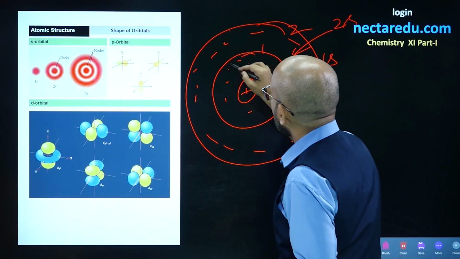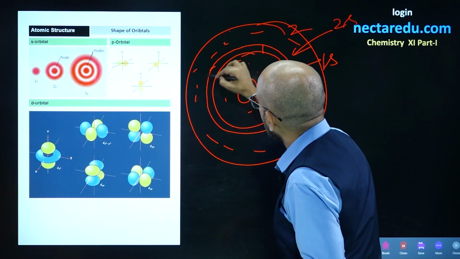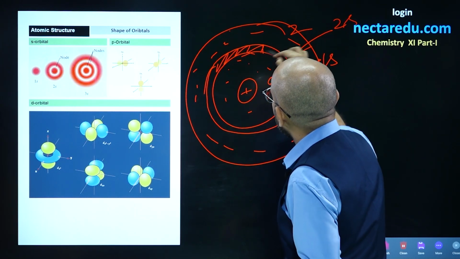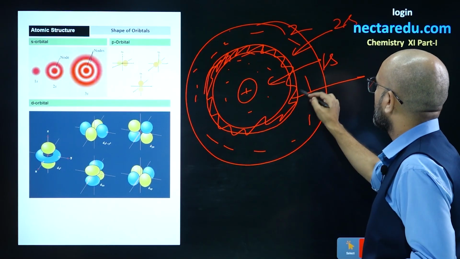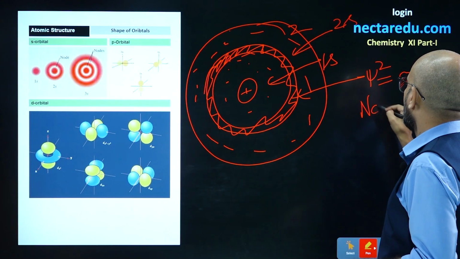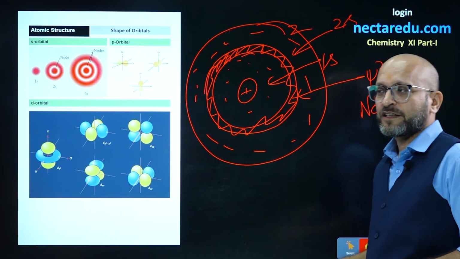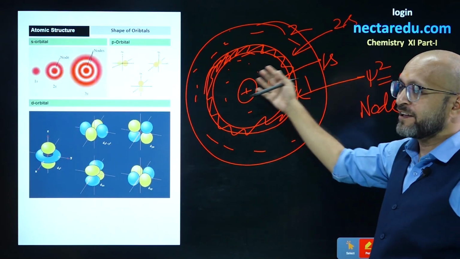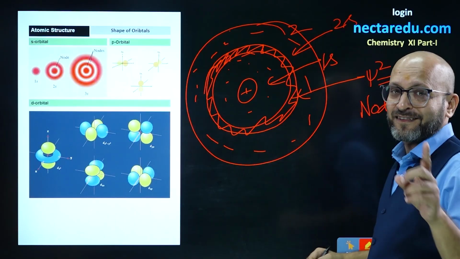And in between 1s and 2s there will be a circular region where the probability of finding an electron will be 0. Psi square will be 0 out here. So this will be called a node. And this is actually a ring shape, so this will be called a radial node. Alright. So in 2s orbital we have one radial node.